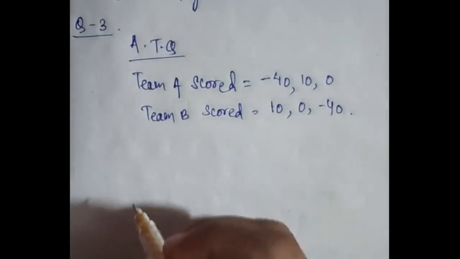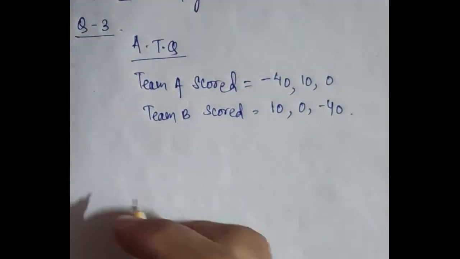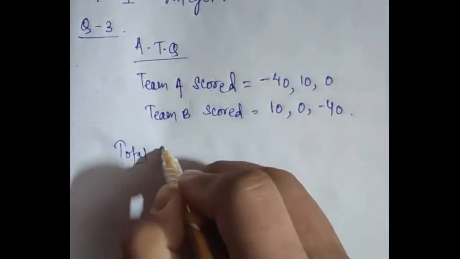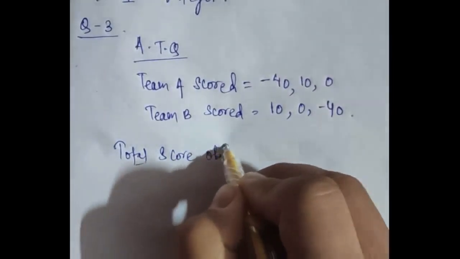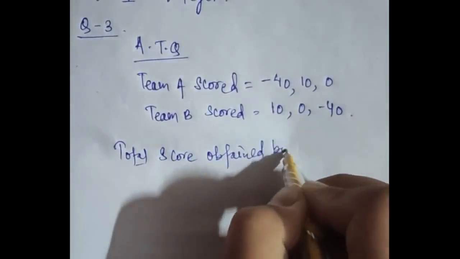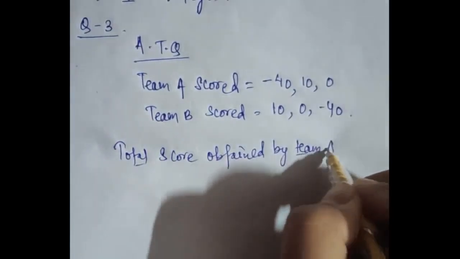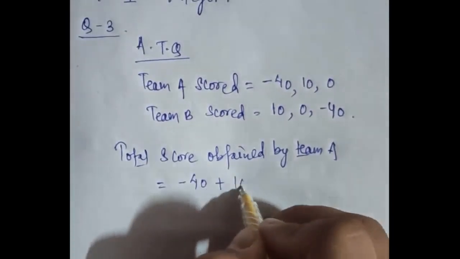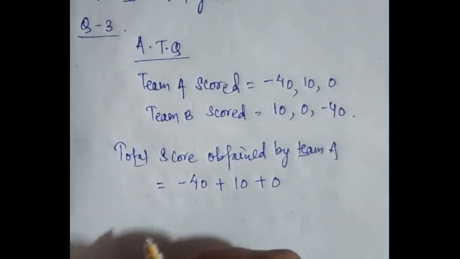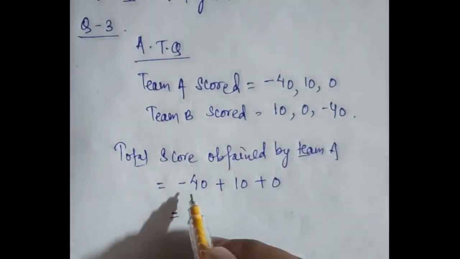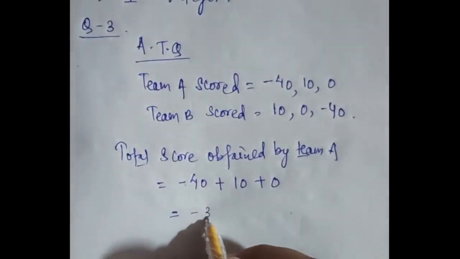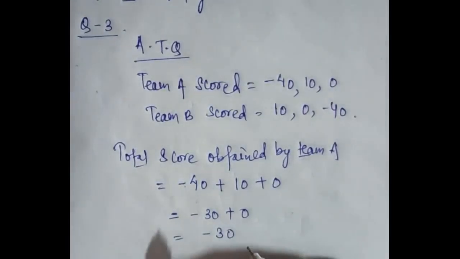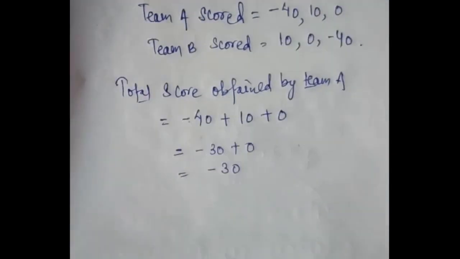So let us see. Total score obtained by team A is equal to -40 plus 10 plus 0, right? So add this. -40 plus 10 is -30, plus 0 is equal to -30. Okay, so this is the score for team A.